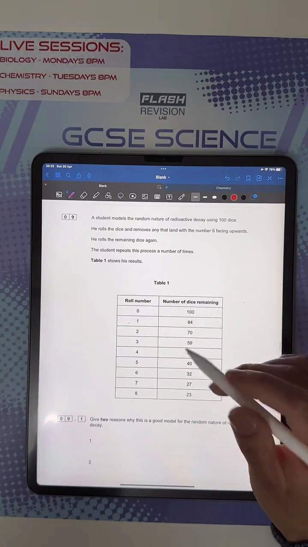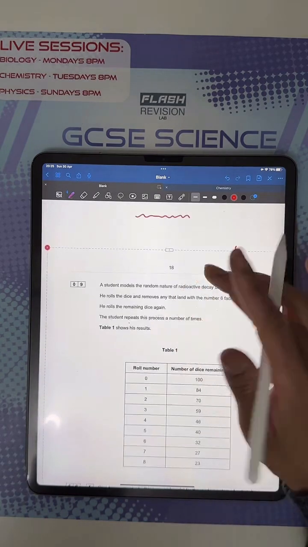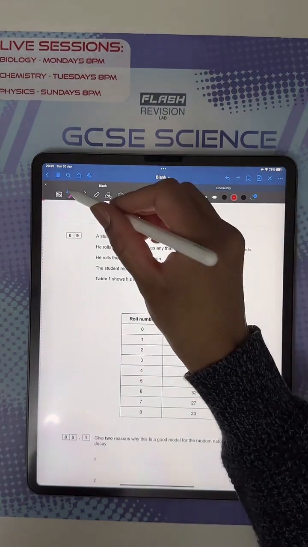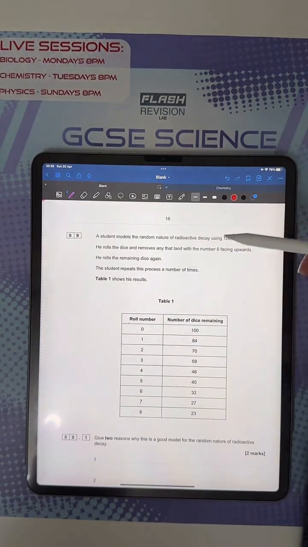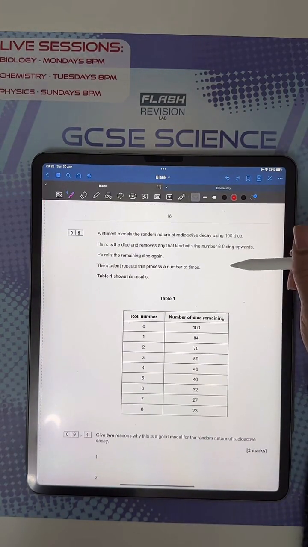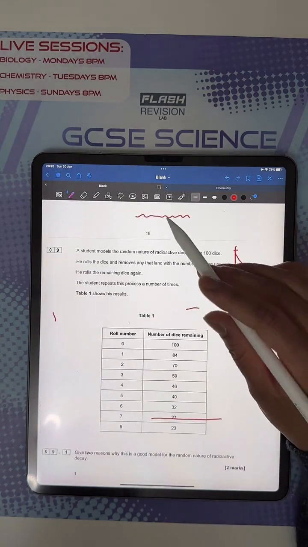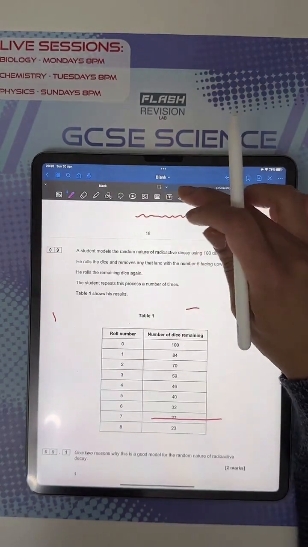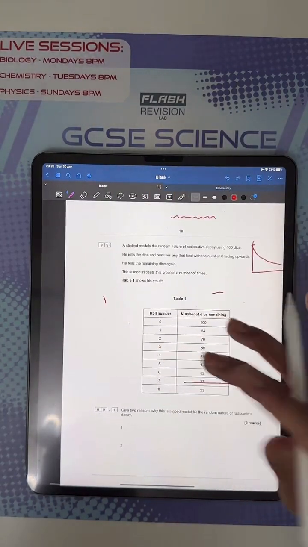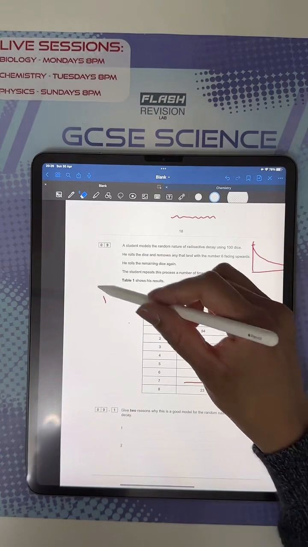Oops. Let me move that back. Right, I have messed this up. Let me rub this out.